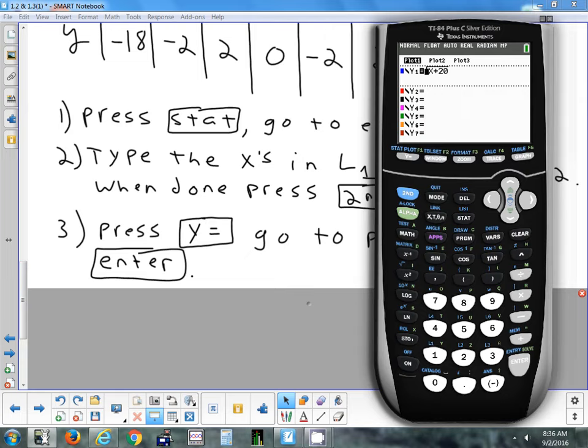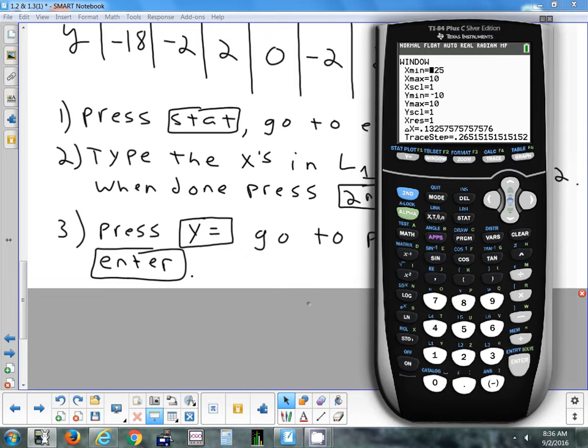Now you can see it turned on plot 1. All right, now before I hit graph to see what I just did, I want to think about my window. What's my largest and smallest x value? How about Zach? x is 3 and then negative 3, and then y is negative 18.